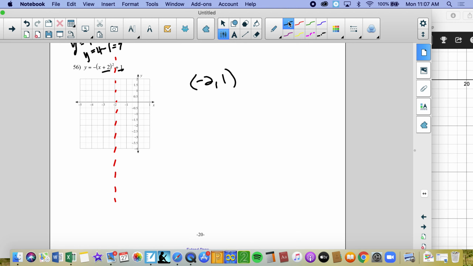I know that a is negative, so I know my graph is going to go upside down. And now I'm going to pick a point. This is not the y-intercept. Understand that that's not the y-intercept. If I want to find the y-intercept, I'm going to plug in 0 for x. So I'm going to take this equation, and to find the x-intercept, I'm going to plug in 0 for x.